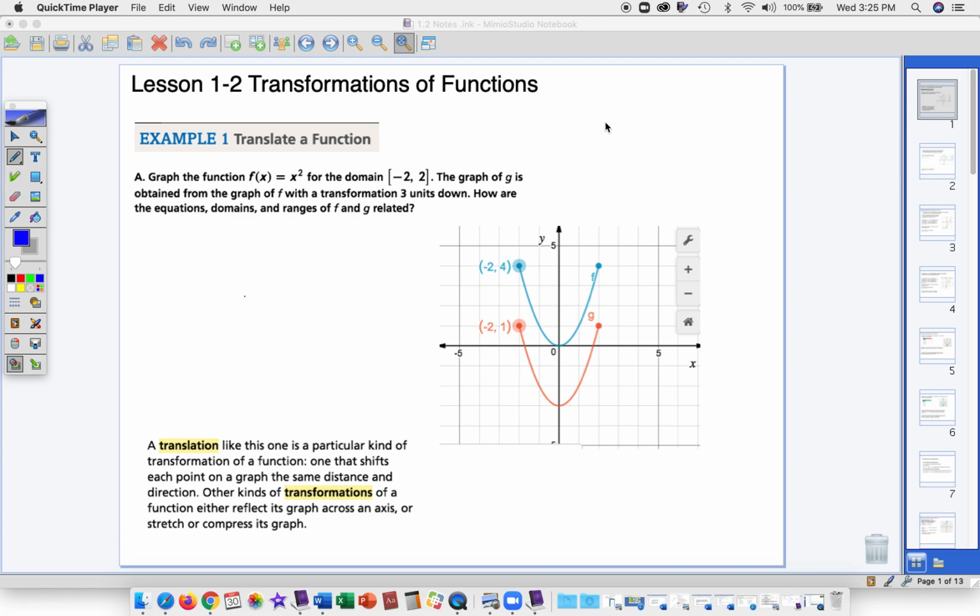Welcome to lesson 1-2 on the transformations of functions. So we're going to split this section into two parts. So we'll start with example 1, which is on how to translate a function. We're going to be looking at different types of transformations, and a translation is the first one.